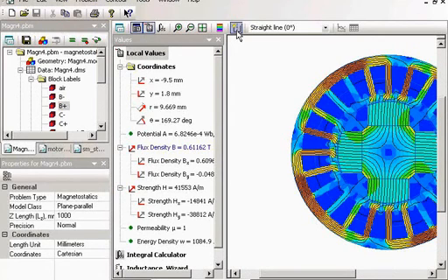Now I would like to calculate some specific parameters for my motor.